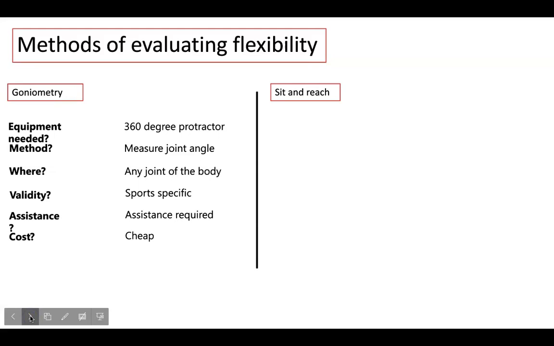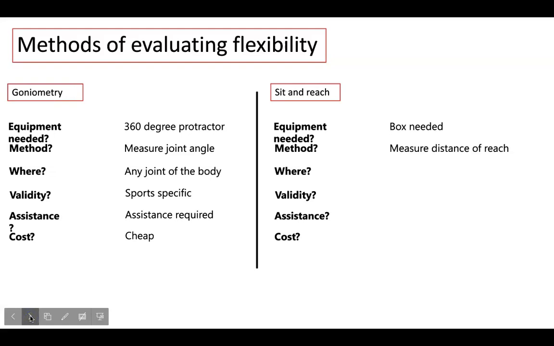Okay, so then if we're looking at the sit and reach test in comparison, we've got goniometry equipment as a 360-degree protractor, where the sit and reach test needs a box. The method for goniometry is measure joint angle. Sit and reach test is you measure distance of your reach. Where is it for sit and reach test? It is simply the lower back and hamstring, so only the lower back and hamstring. In comparison, goniometry can be any joint of the body. Sit and reach test validity, it is not sport specific, okay? So in terms of comparing the two there, one is sport specific, the other is not. Assistance is not required for a sit and reach. And then finally, it is also cheap.